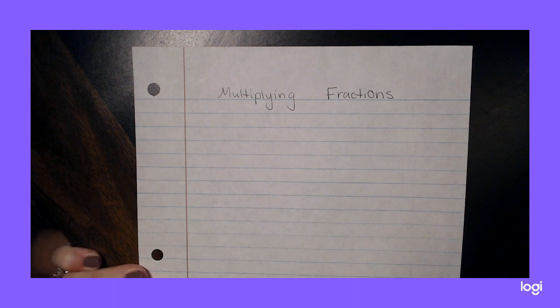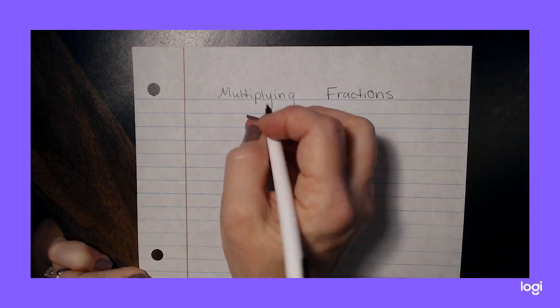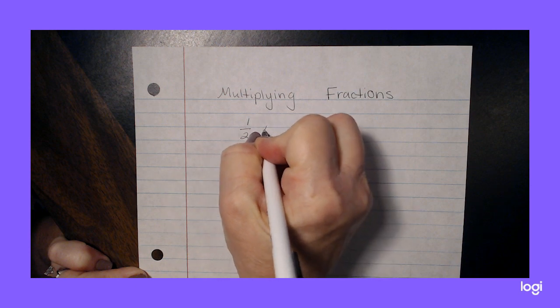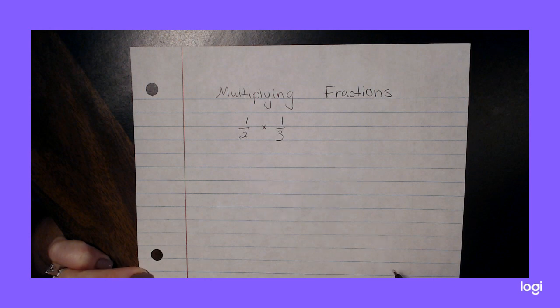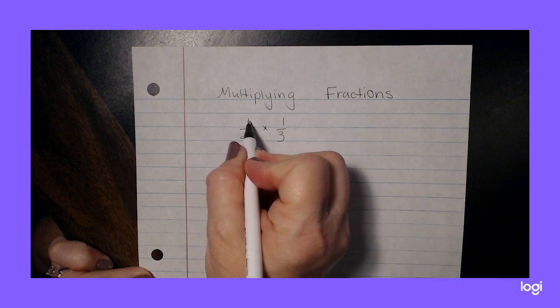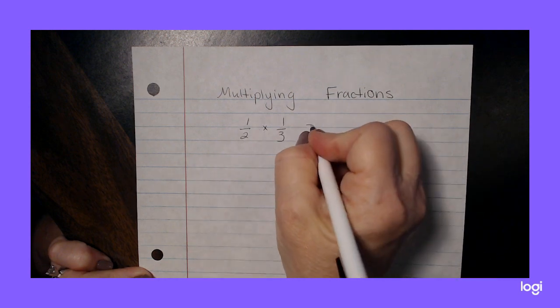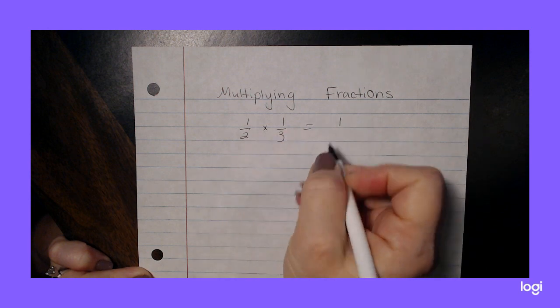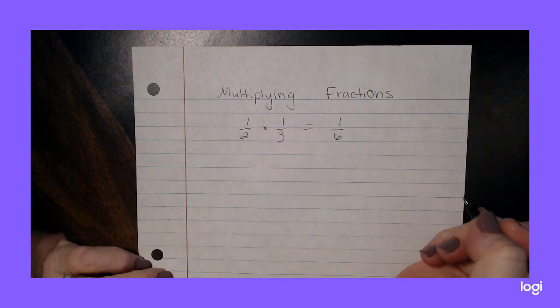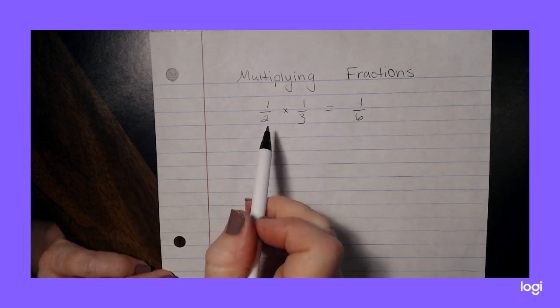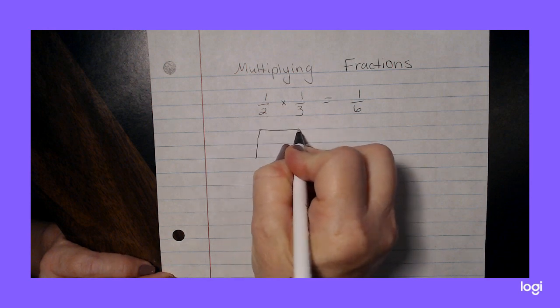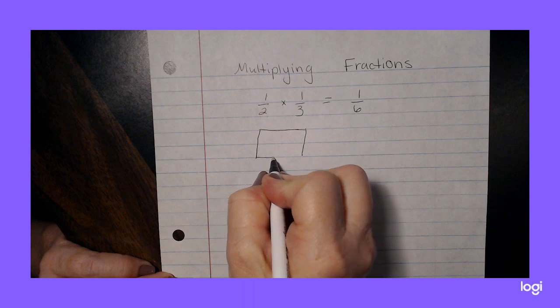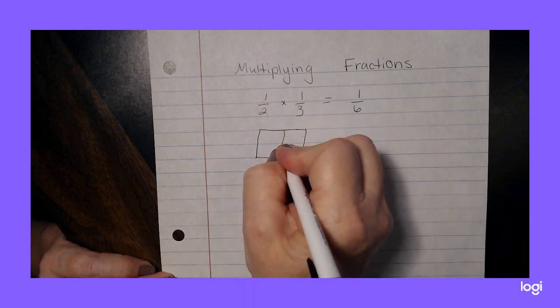And then we're going to go ahead and write our first problem that we're going to model, and that's going to be 1/2 times 1/3. Now, most of us already know we're going to multiply the numerators, 1 times 1, and the denominators, 2 times 3, to get 6. But in order to model this, we're going to go ahead and make our box here for 1/2. So I'm going to make a large square. I want to make it big enough because I'm going to be cutting it into certain shapes. I'm going to cut it in half first, like this.